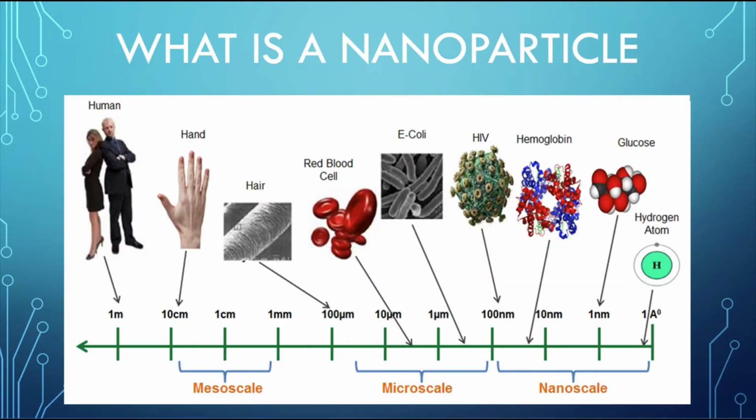A nanoparticle is a particle or molecule of an extremely small size. As can be seen on the right side of this cartoon, the nanoscale generally includes 1 nanometer to 100 nanometer objects, but can also include atoms that are measured using angstroms. A glucose or sugar molecule is around 1 nanometer in size, while a virus like HIV is around 100 nanometers.